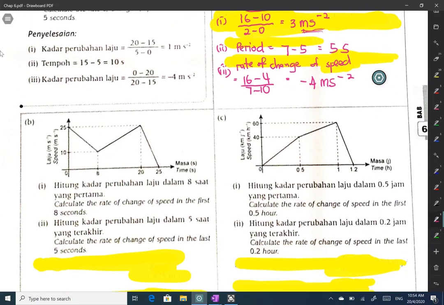Okay, B and C I left for you. You try to calculate it using the same method. Okay?